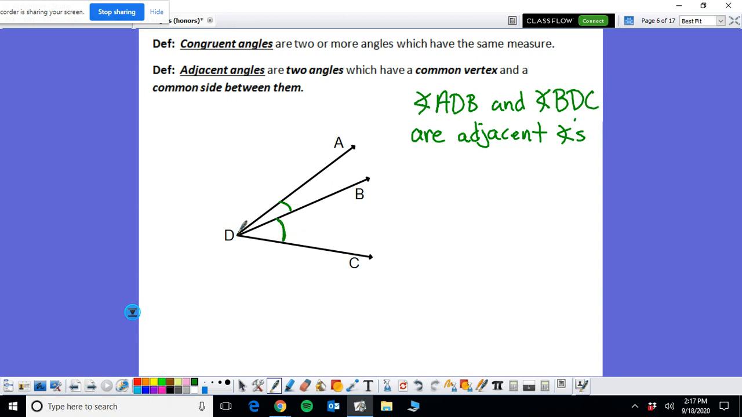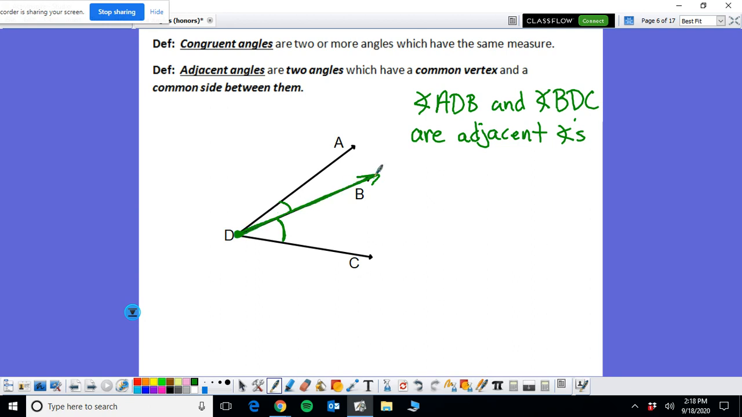Do they have a common vertex? Yes, they do. D is the common vertex. Do they have a common side? Yes, they do, right there. Ray DB is the common side between those two angles. So that makes them adjacent. Basically, I call it they share a wall.